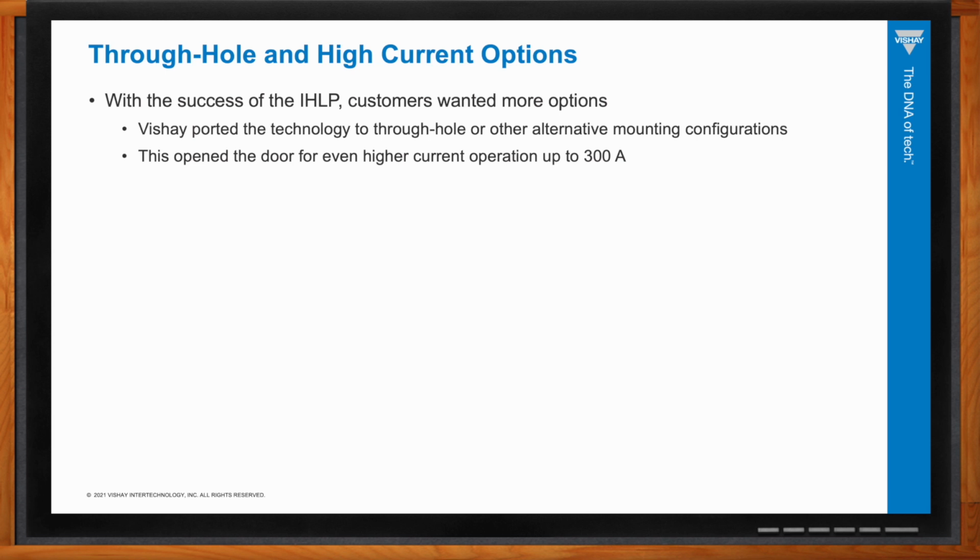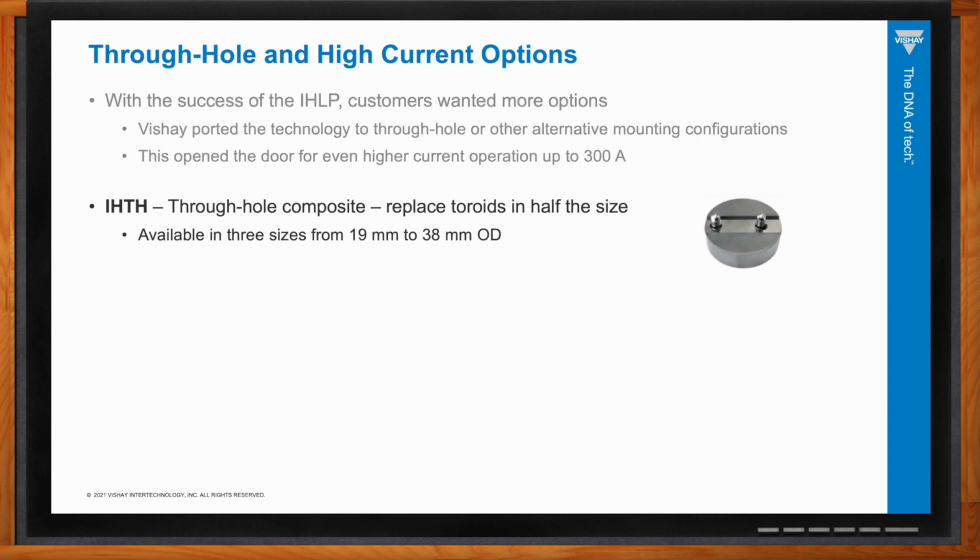So one of those products is what we call our IHTH, and TH means through hole. And this can replace those toroid inductors that we showed earlier on, and they can replace with the same performance in half of the size. And we currently have these available in 3 sizes from 19 millimeters in diameter up to 38 millimeters in diameter.